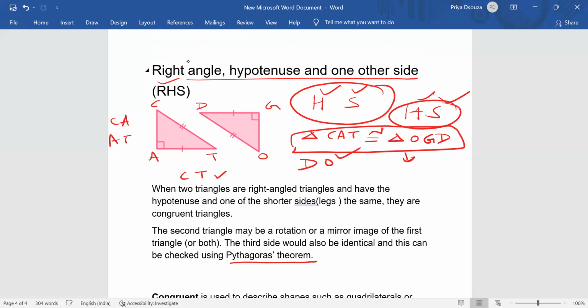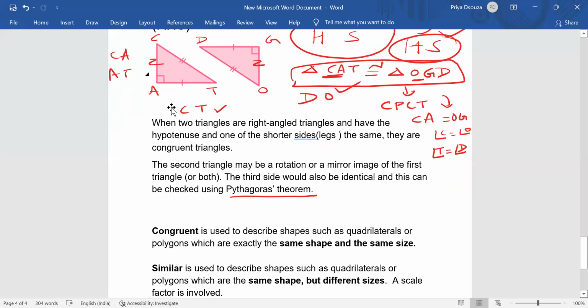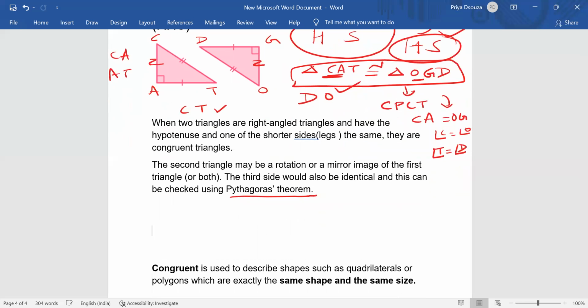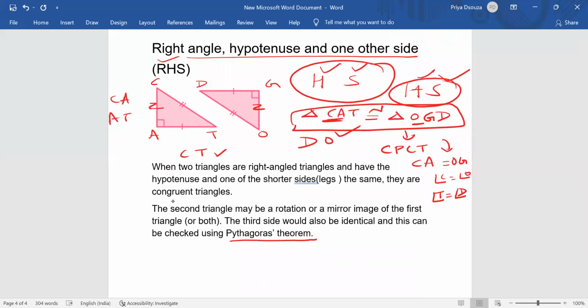So obviously, by CPCT, the corresponding parts of congruent triangles, we can say that CA will be equal to OG, isn't it? The third side, the other side, will also be equal, and the other angles too. So you look at the symbolic correspondence. C coincides with O, isn't it? Angle C will be equal to angle O, and angle T corresponds to vertex D, so angle T will be equal to angle D. Again, the angle sum property will be satisfied, and also the Pythagorean theorem will be satisfied. We can also get the third side using the Pythagorean theorem.